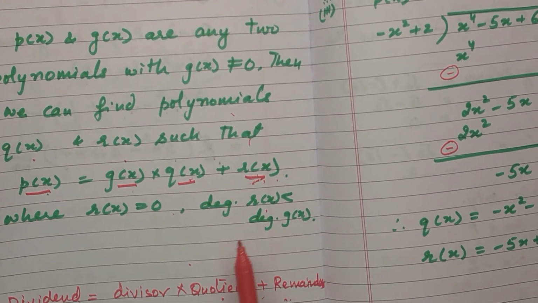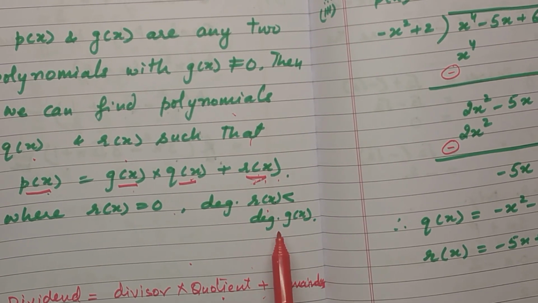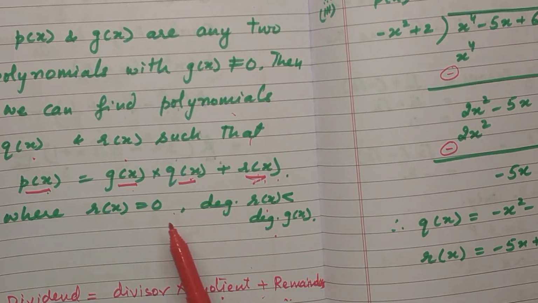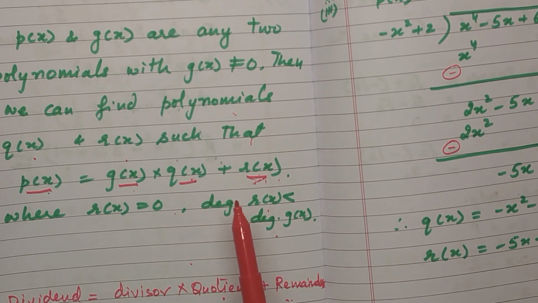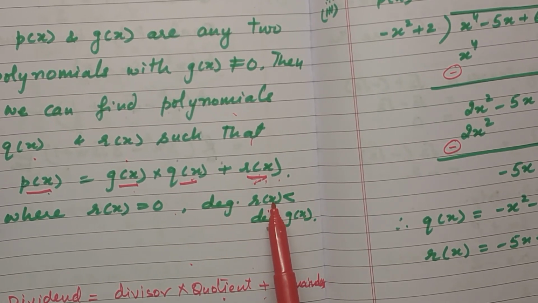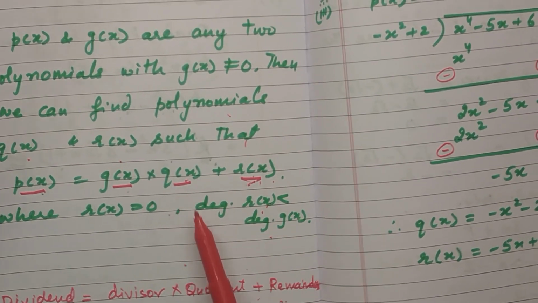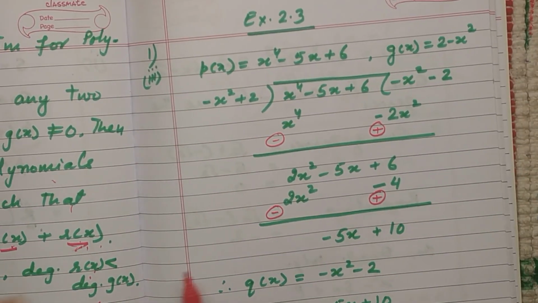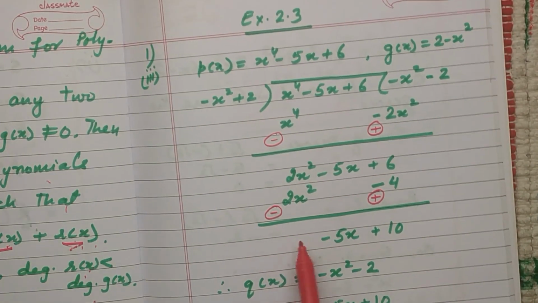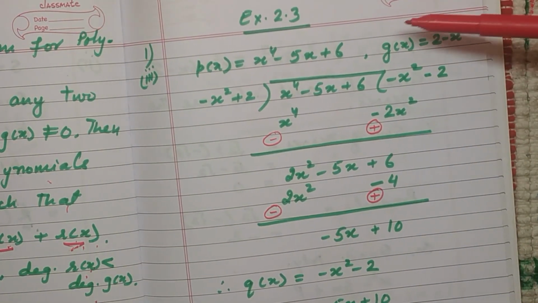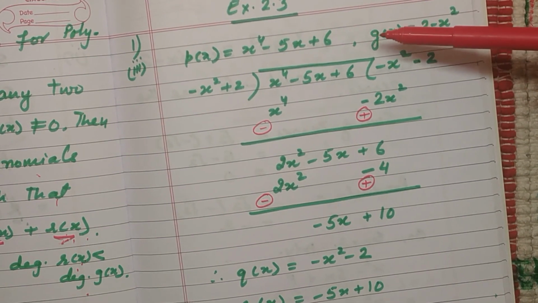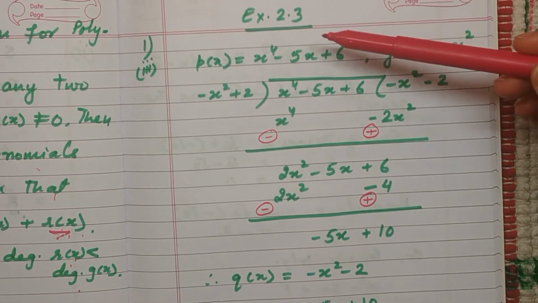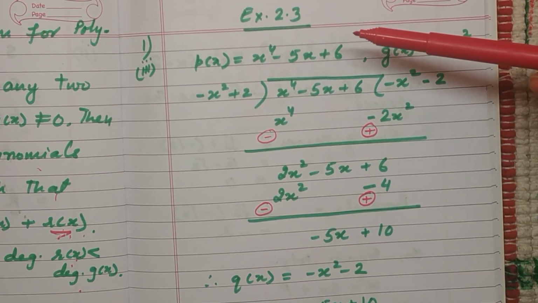So in polynomials, how do we decide that something is less than? With the help of degree. So either the remainder comes out 0 and we stop our division, or the degree of the remainder is less than the degree of the divisor and we stop the division. Let us take an example. In order to explain, I have taken the question from the NCERT book only, exercise 2.3, question number 1, third part.